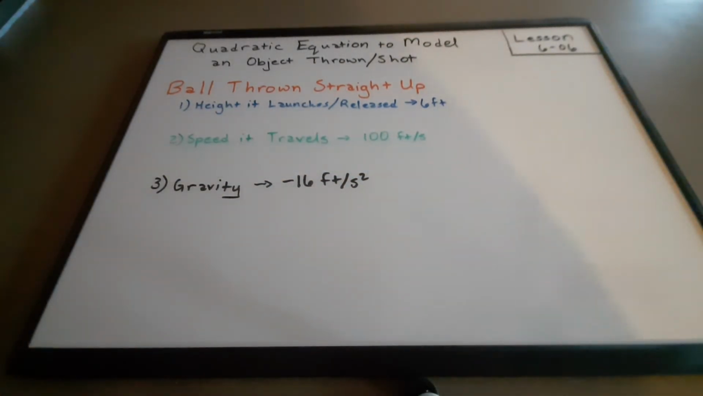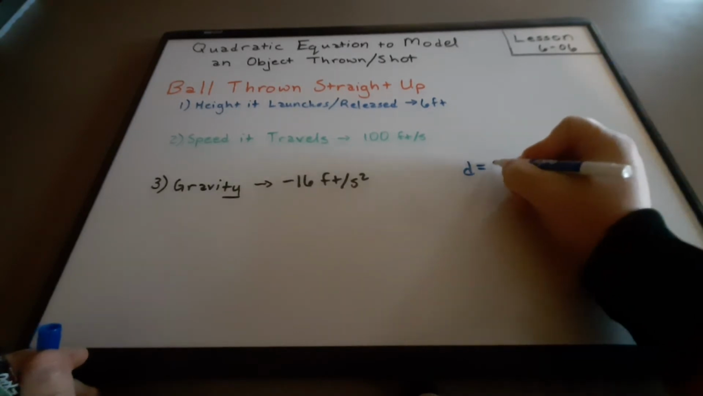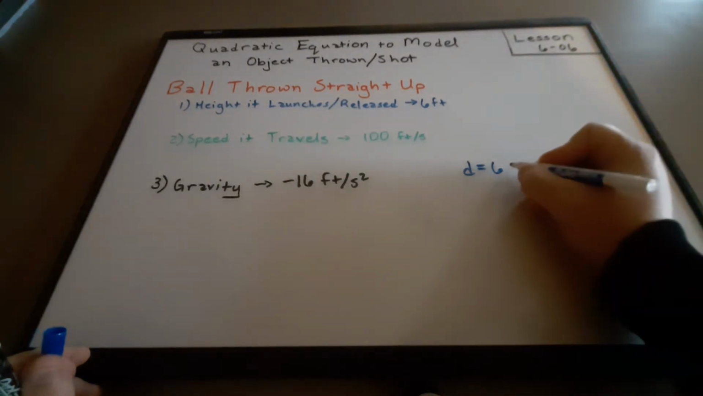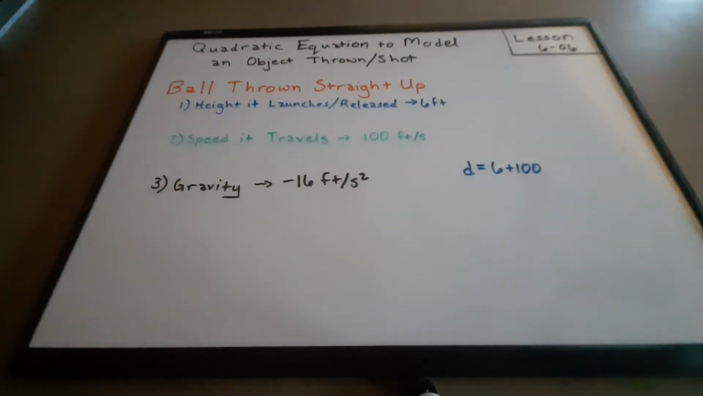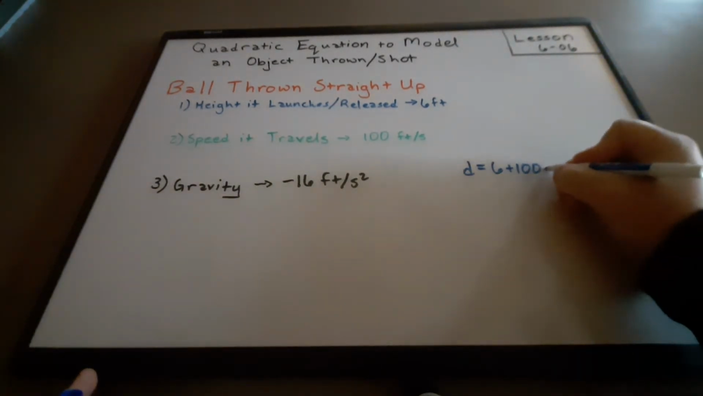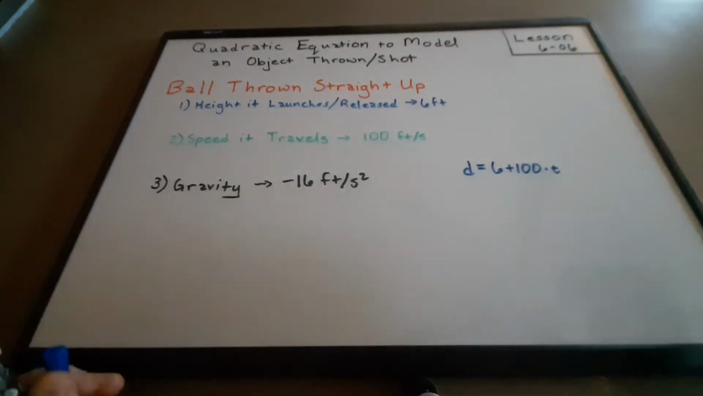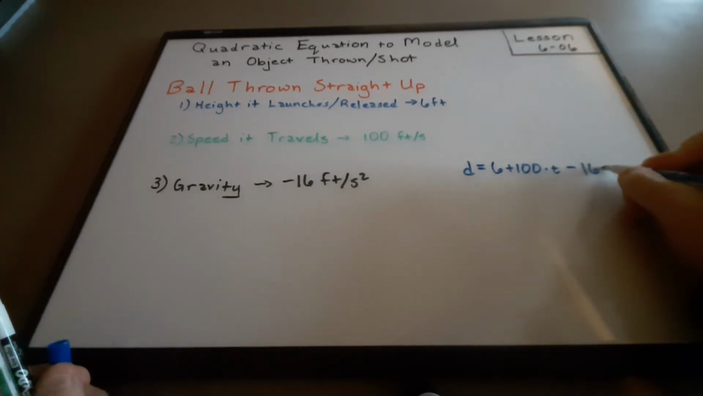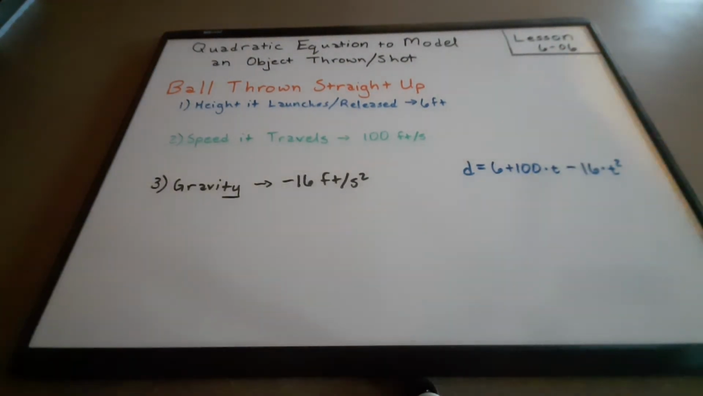So if we want to build an equation utilizing this knowledge, well, the distance that the ball is above the ground starts at 6 feet because that's where it's launched from. Every second, it's going to travel 100 feet per second. Since it's per second, we have to multiply by our time. And then lastly, we're going to subtract 16, and since it's feet per second squared, it's time squared.